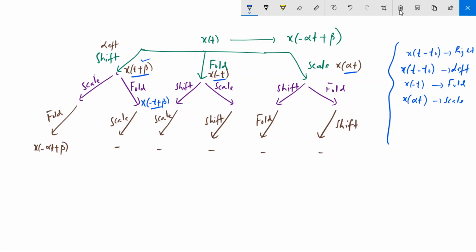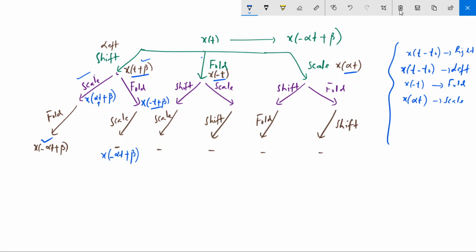I got x of minus t plus beta. Then I scale it, and if I scale by alpha, I will get here x of minus alpha t plus beta, because in the scaling operation your t will become simply alpha t. And in this first branch, it was x of t plus beta. If I scale it, scaling will just change t to alpha t, nothing else. And then you fold it, your folding operation will convert this t to minus t, you will get x of minus t plus beta. Okay.